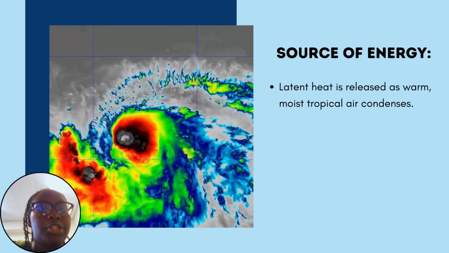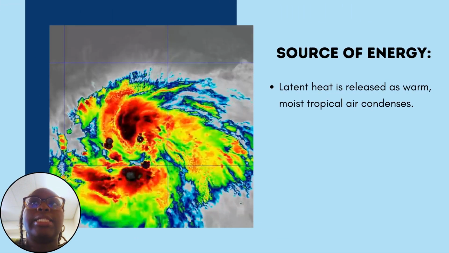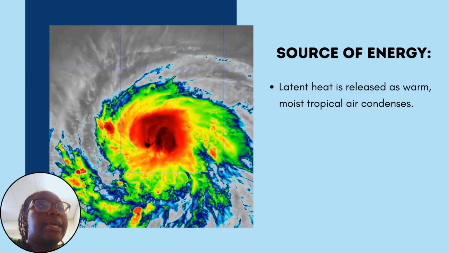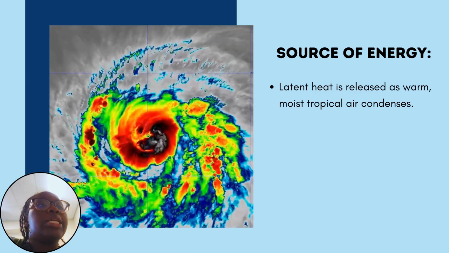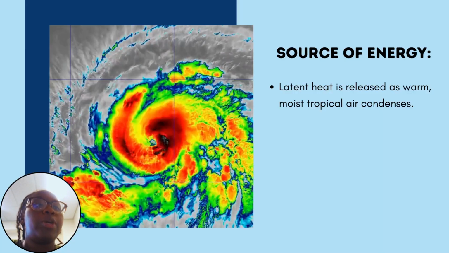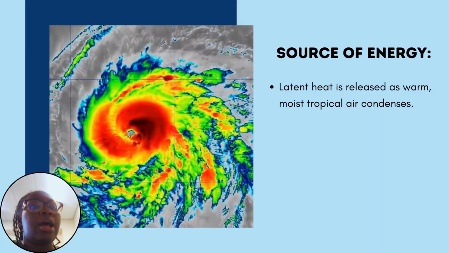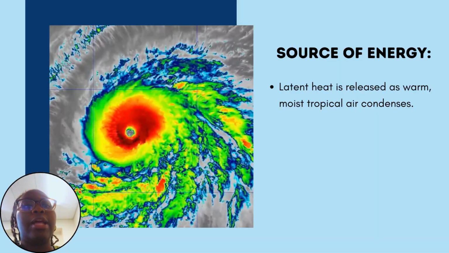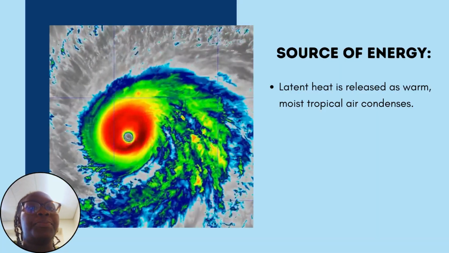So the source of energy of these tropical cyclones is the latent heat, which is released as warm, moist tropical air condenses, right? So again, it's a system that sort of feeds itself due to the latent heat.